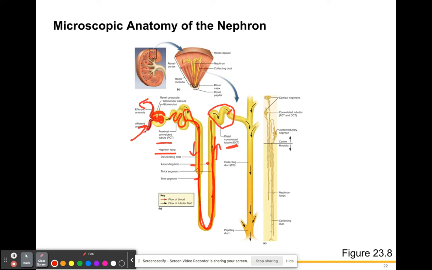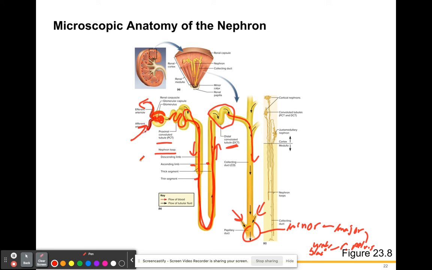That distal convoluted tubule ends in a collecting duct, and many collecting ducts from neighboring nephrons are going to enter or join this collecting duct, and that will form a papillary duct, which will then go into a minor calyx, and then into a major calyx, and then to our renal pelvis, and eventually a ureter, and then to our bladder.